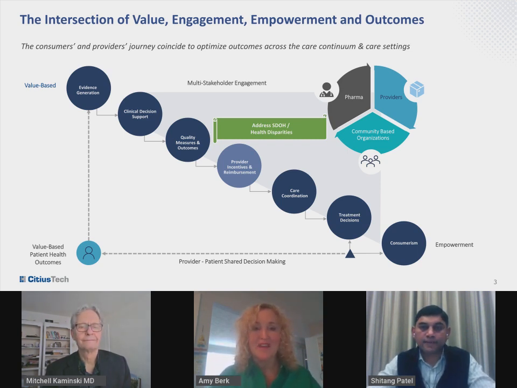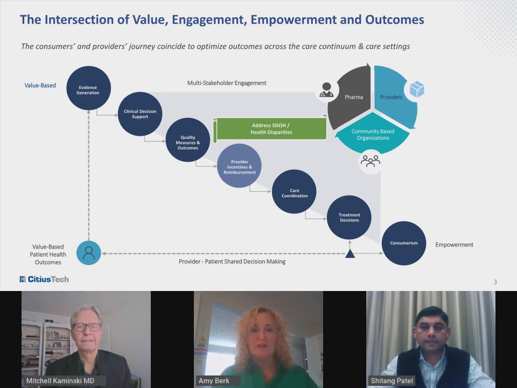Value-based care is really at a tipping point. It's been around since the 2000s, and with the validation of Obamacare, hence the ACA legislation, it really set itself in motion. And today we're at a point where we see the intersection of value, engagement, empowerment, and outcomes.